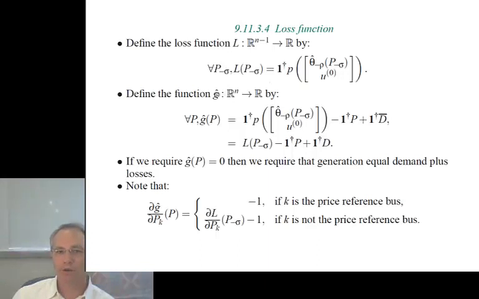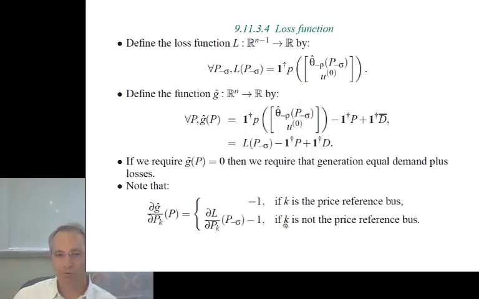And finally, I'm going to define a function G hat that will enforce power balance. It'll be the sum of the loss function minus the real power injections plus the real power demands. And if I require G hat of P to be equal to 0, then we'll be requiring that generation equals demand plus losses. Notice that if I calculate the derivative of G hat with respect to PK, what I find is that dG hat by dPK, if K is the price reference bus, there's no term here that depends on P sigma, but I will pull out minus 1 times P sigma.